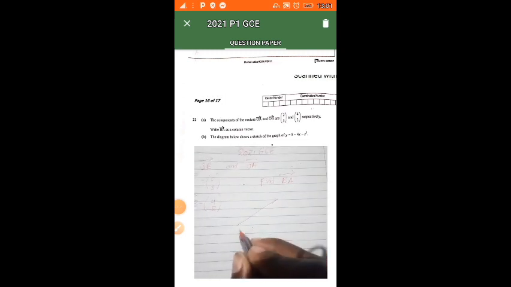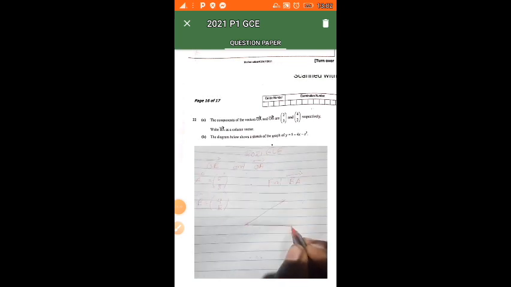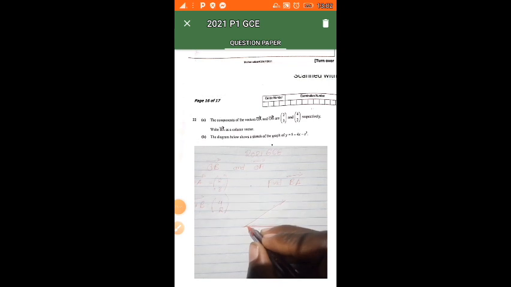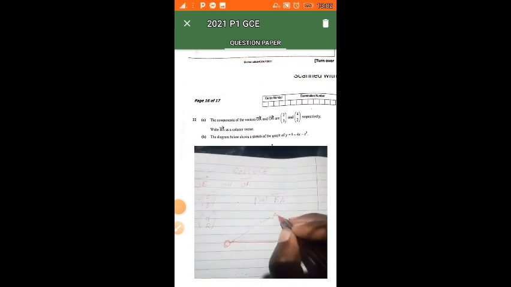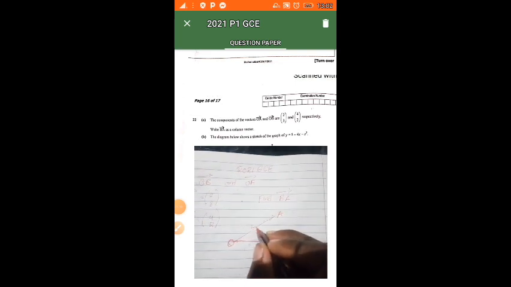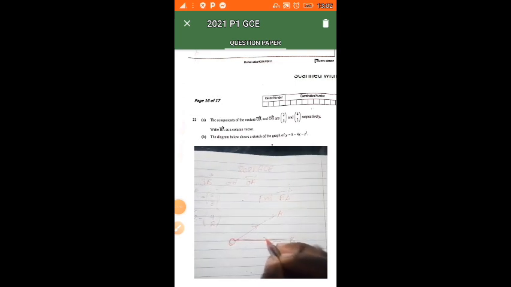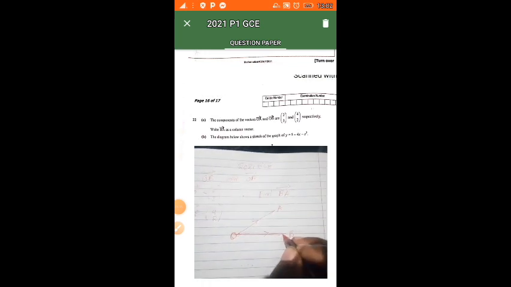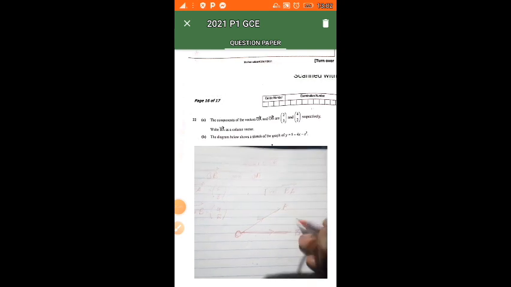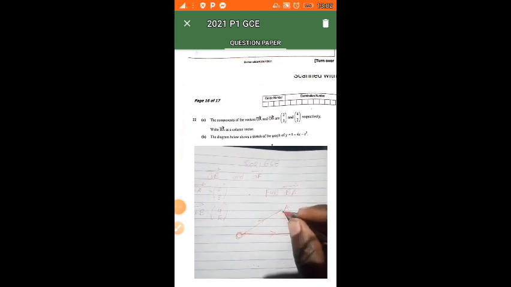So the illustration is, this is the origin always, this is the point A, and this is point B. The directions: you're moving from O going to A and moving from O going to B. So that is OA and OB. Now they want us to move from B going to A. So from B, draw a line going to A.